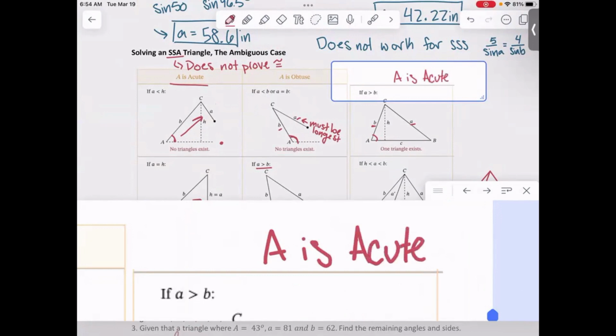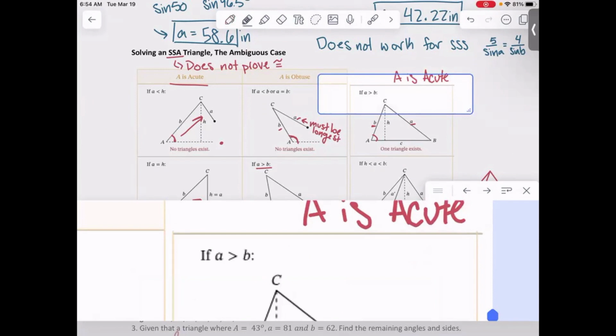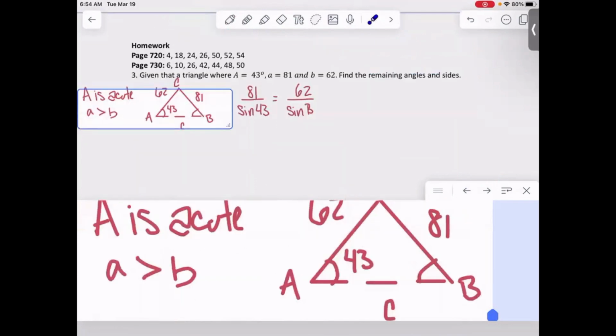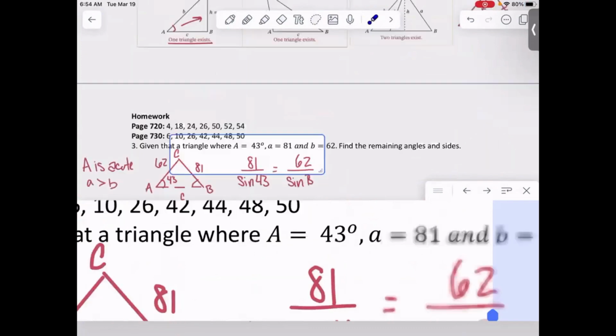You can kind of see it in the diagram, but it's helpful to write down. This is where side A is greater than side B. That's what we have here. Side A is greater than side B. This is good news, because when side A is greater than side B, I just have one triangle existing. So I can go through and solve this, and I'm just going to have one triangle exist. And this is what's telling me right off the bat, which is helpful.